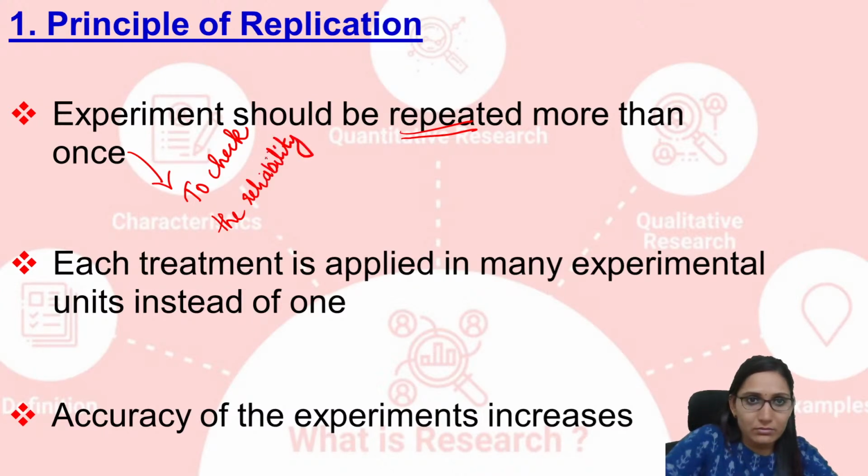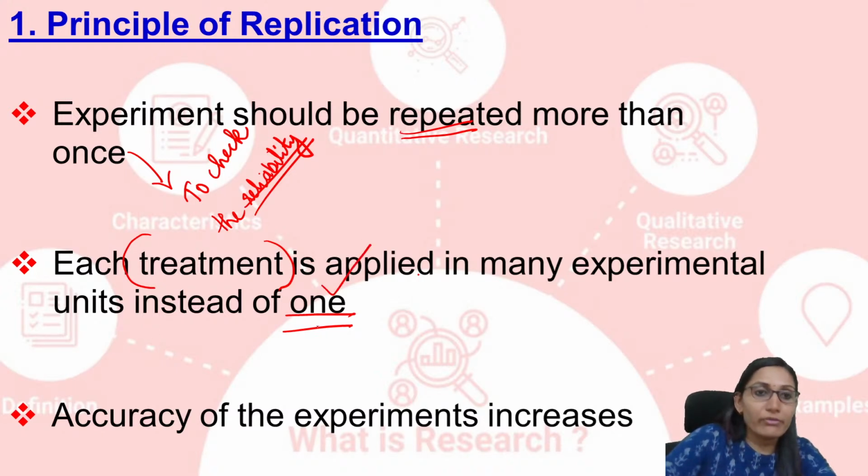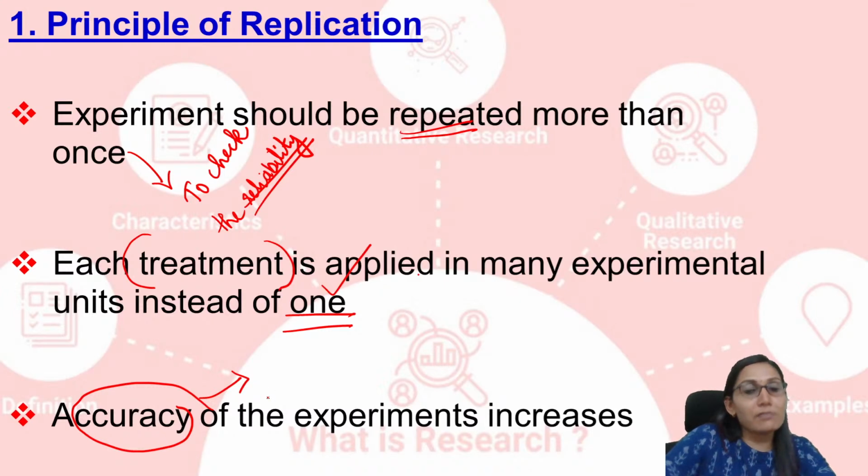So to check the reliability, experiment should be repeated more than once. Each treatment is applied in many experimental units instead of one unit. Then accuracy of the experiment increases with replication. So accuracy will increase. That's what we said. When we conduct more number of experiments on the same thing, then accuracy will improve.